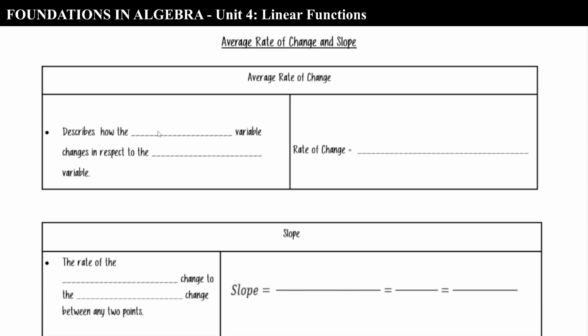Okay, so we have our x's on one side of the ratio and our y's on the other side of our ratio. So rate of change is equal to our change in y. We're going to treat this as a fraction bar. So a change in y over the change in x.